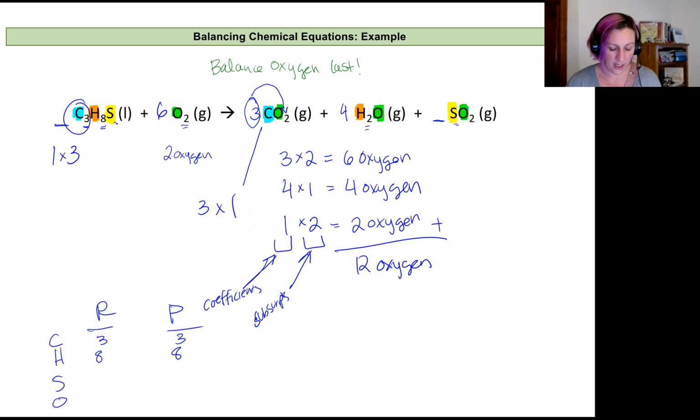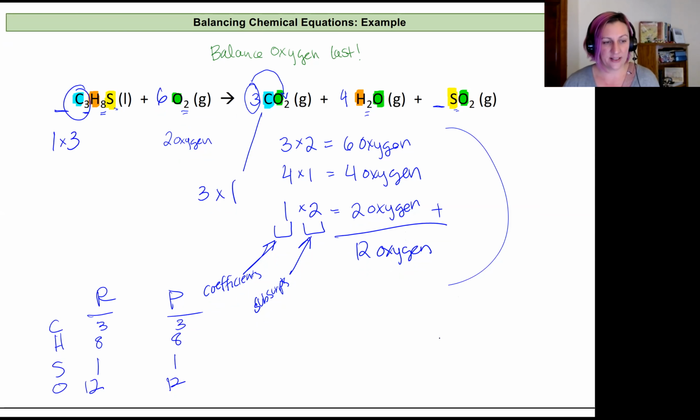For sulfur, I have a coefficient of 1 times the subscript of 1 for 1. And it's the same on the product side. So I have 1 on both sides. Oxygen, I have a subscript of 2 times that coefficient of 6 for 12. And then I have this calculation that I already did for 12 oxygen atoms on my products. So I was able to balance this without having to go back and rebalance any of the ones I did earlier in the problem.